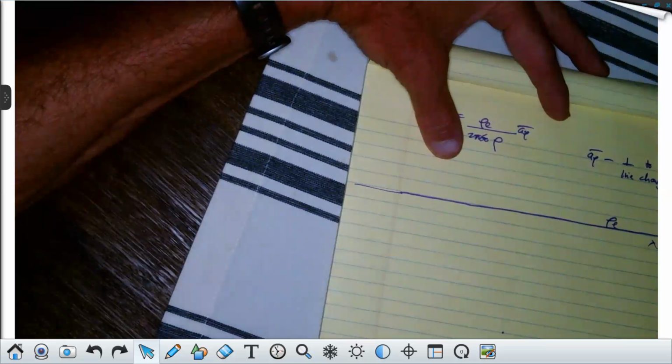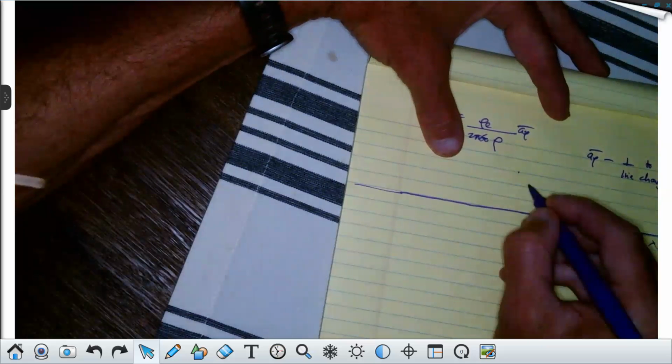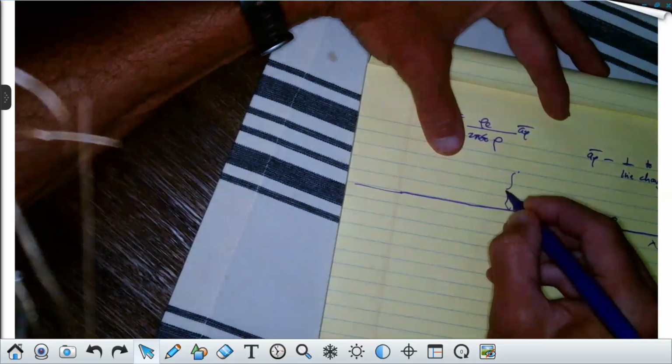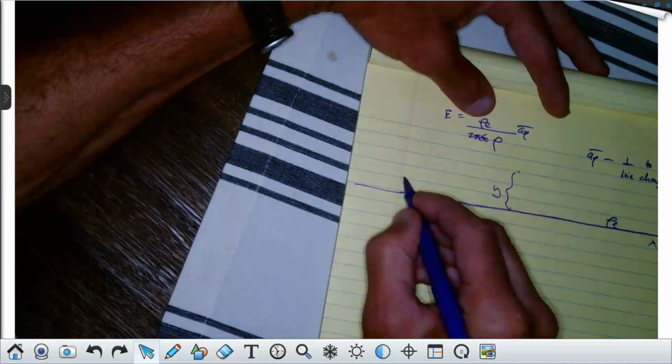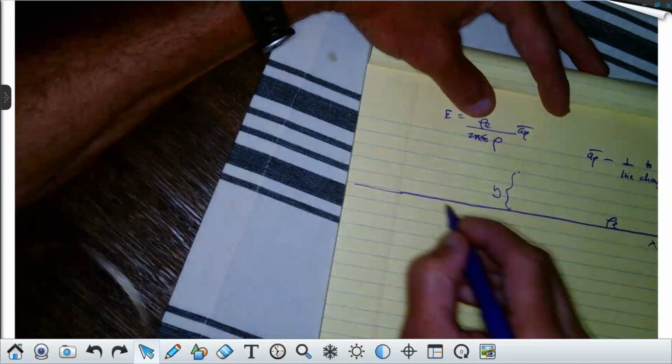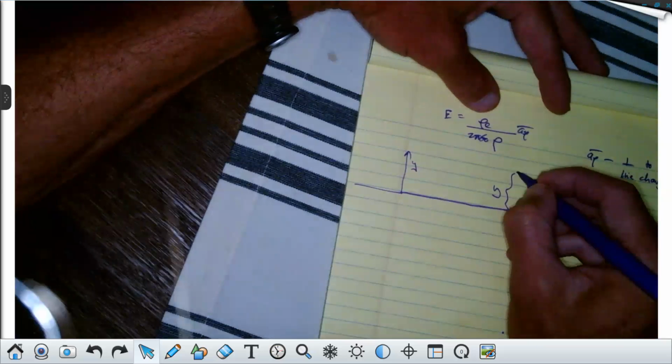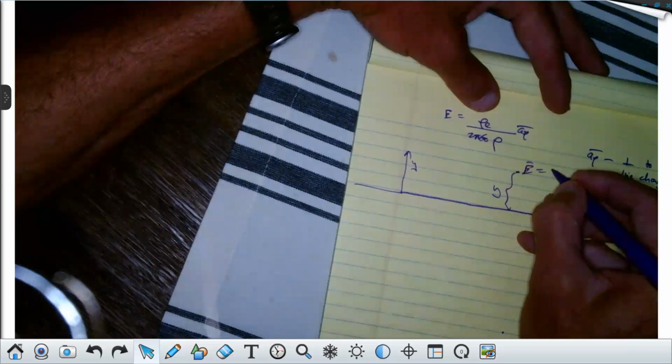Now I'm going to say I'm at a distance y away. So this is going to be some distance y. And let's put the axis in here. If that's x this direction, call this y. All right. And I want to know what the electric field is at this point. I want to know what the electric field is here.